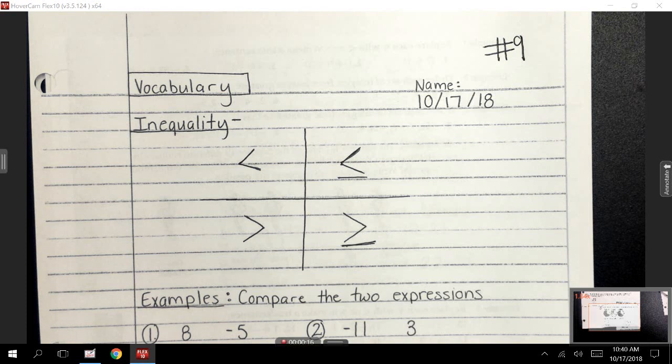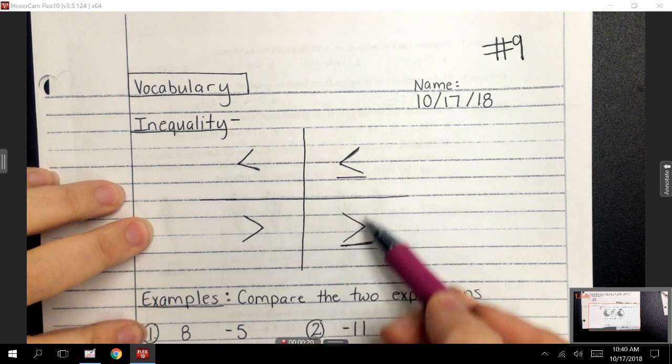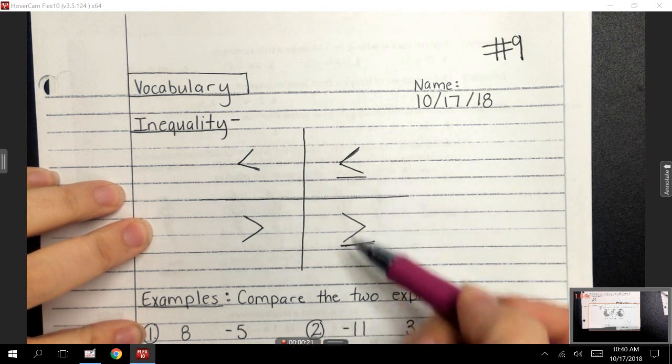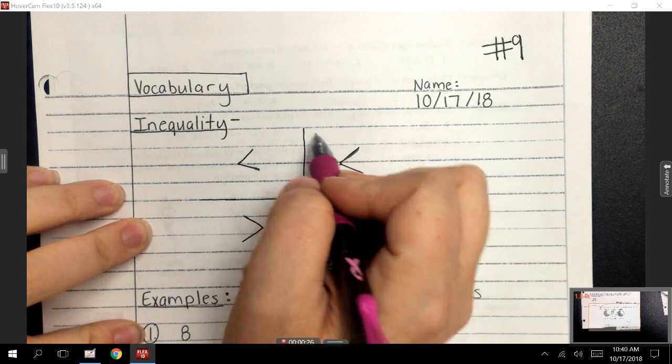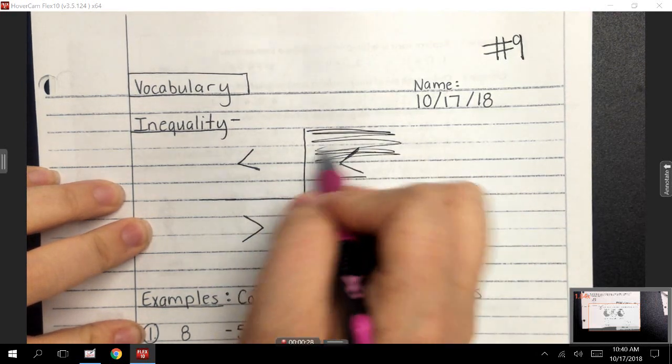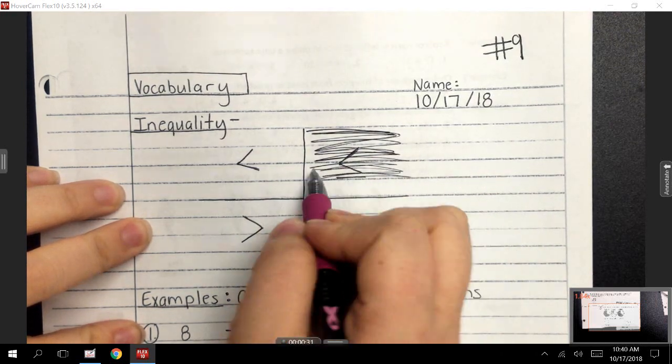So I jumped the gun when I made our note outline. These symbols right here, we're going to talk about that when we get to inequalities with algebra. We're not doing algebra yet. So if you can, we're going to shade this out. Okay, just shade that out.